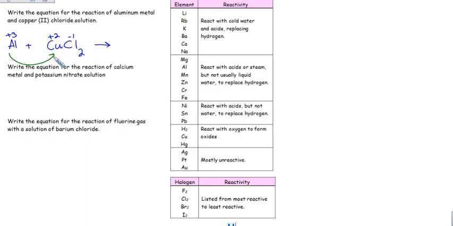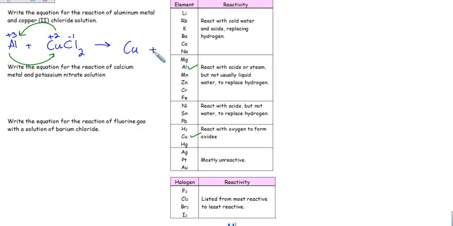Aluminum, yes, is more reactive than copper. This is a go. So we switch our like-charged elements, which means copper is going to get kicked out. Sorry, copper, you're on your own.